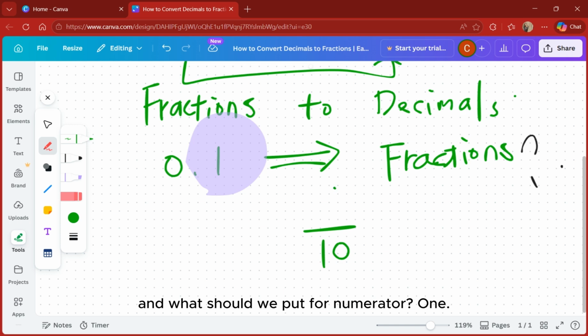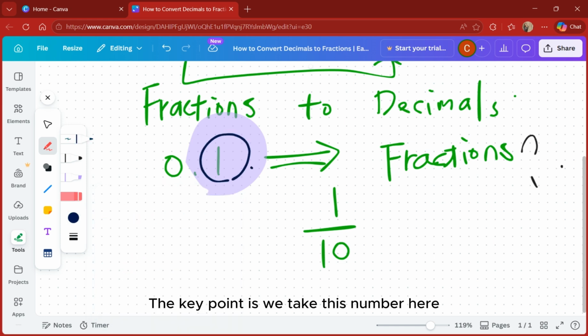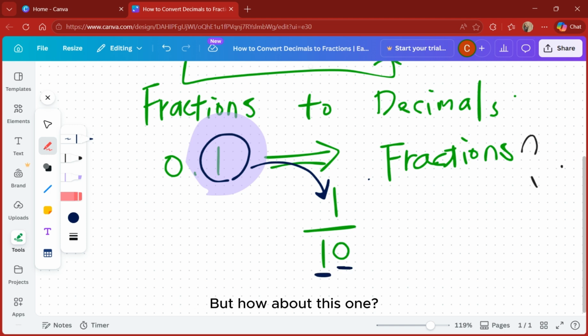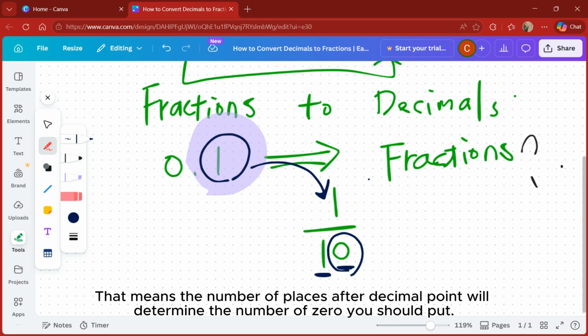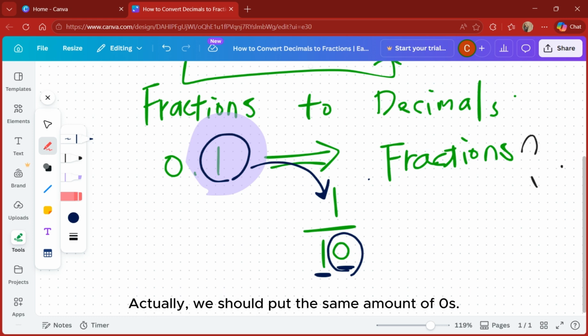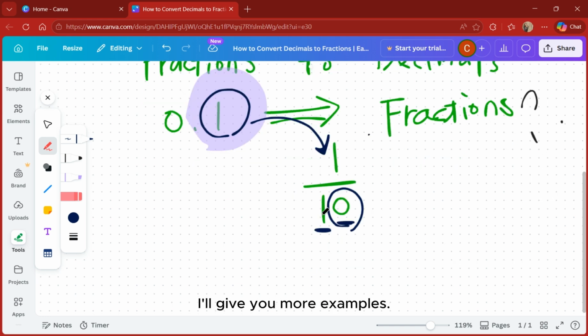And what should we put? 1. So the key point is we take this number here. And this one, we always put 1, but how about this one? This one we should check how many zeros to put here. So the number of places after the decimal point will determine the number of zeros you should put. So actually we should put the same amount. Okay, so I'll give you one more example.